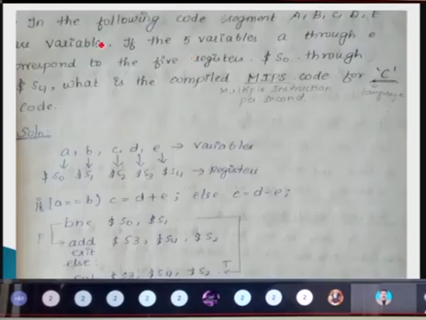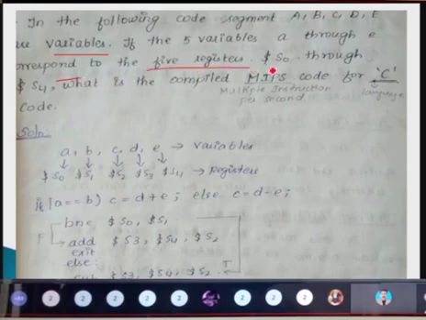So we will see one example. In the following code segments, A, B, C, D are the variables. The 5 variables A through E correspond to the 5 registers. So here I am talking about 5 registers, $S0, $S1, $S2, $S3, $S4 respectively. A stands for $S0, B stands for $S1, C stands for $S2, D stands for $S3, and E for $S4 respectively.